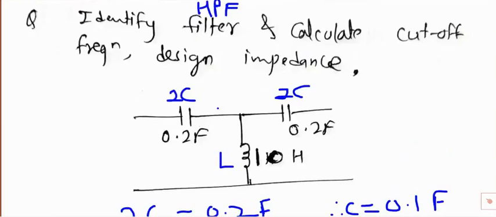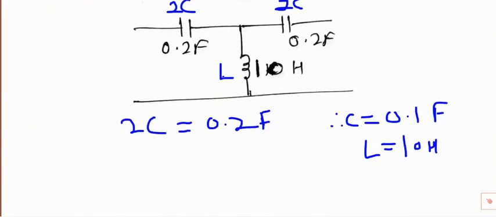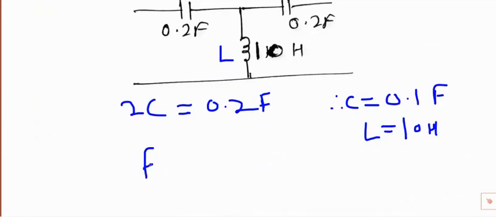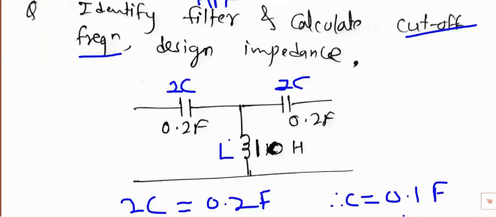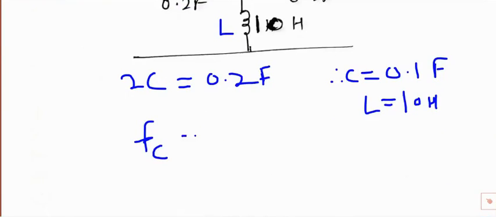What else do we have to calculate? We have to calculate cutoff frequency. What is the formula of cutoff frequency for high pass filter? आपने पहले पता कर लिया ये हाई पास फिल्टर है. What is the formula of cutoff frequency? 1/4 pi under root LC. फॉर्मूला भी पता रहना चाहिए हाई पास फिल्टर का.